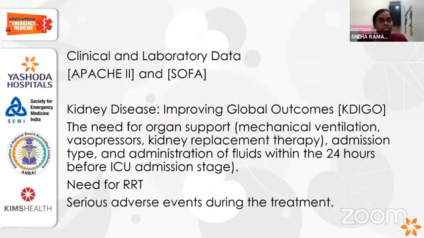They collected some additional data also, that is APACHE score, SOFA score, and KDIGO score, and they assessed whether the patients needed any organ support or mechanical ventilation, any vasopressor support, then kidney replacement therapy, admission, and what admission type it was, the administration of fluids within the 24 hours before ICU admission, and the need for renal replacement therapy. They also noted whether any serious adverse events occurred during the treatment.